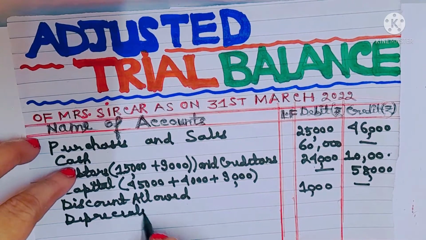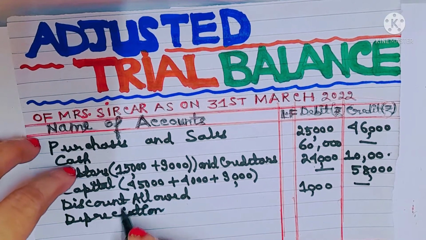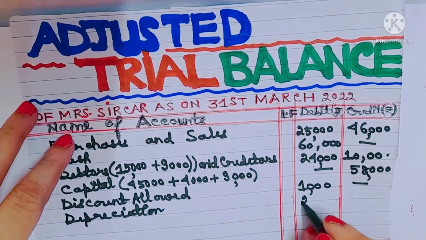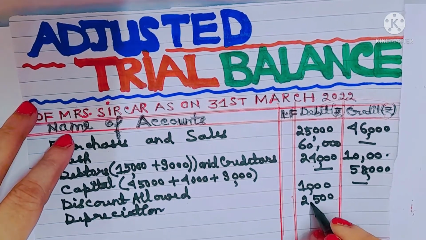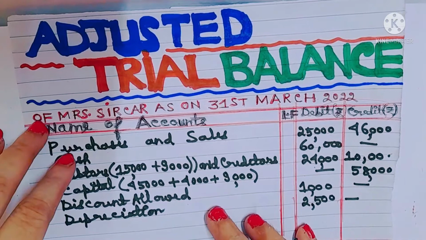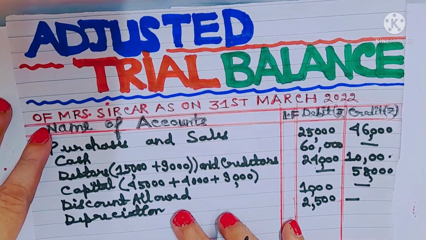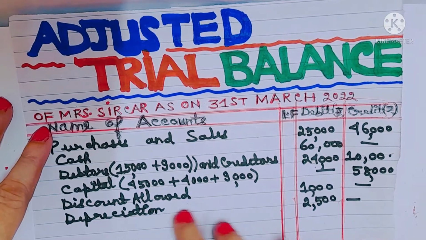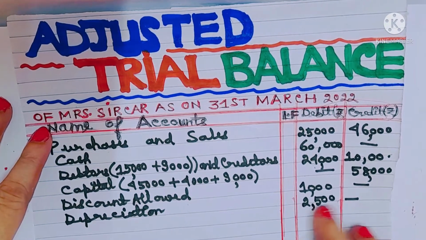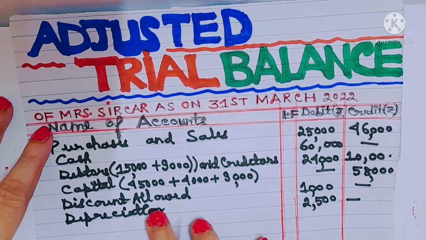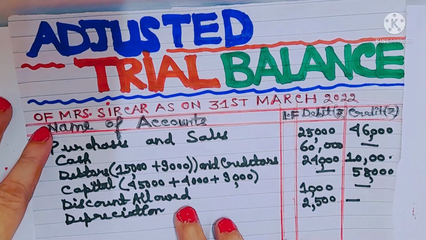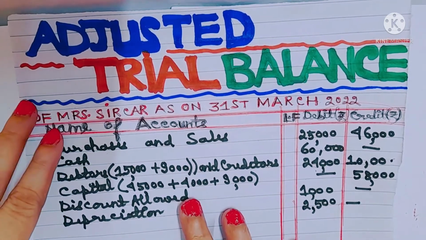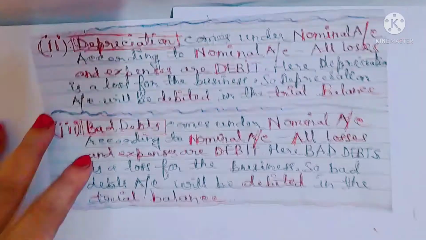Depreciation is a debit balance but they have written wrongly in the credit column. What is the amount? 2,500. Since they have written wrongly in the credit column, we have to write a note. Why is depreciation a debit balance? Because depreciation comes under nominal account. According to nominal account, all losses and expenses are debited. Here, depreciation is a loss for the business. So, depreciation account will be debited. Understood? Now, we have to write a note. Let's see what we'll have to write.